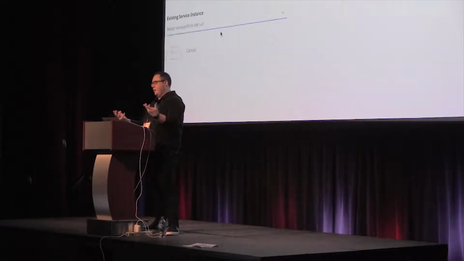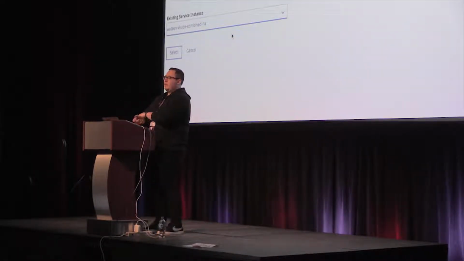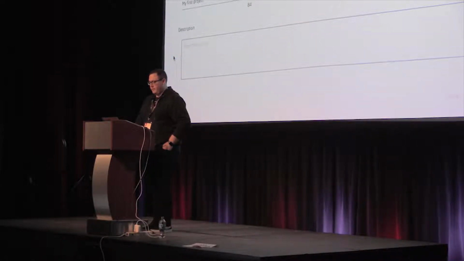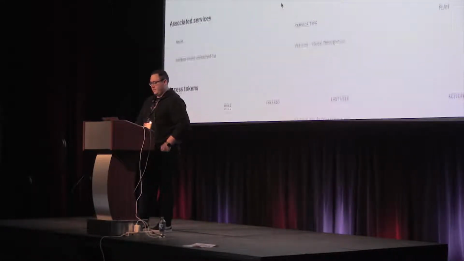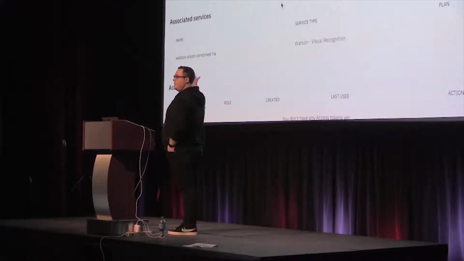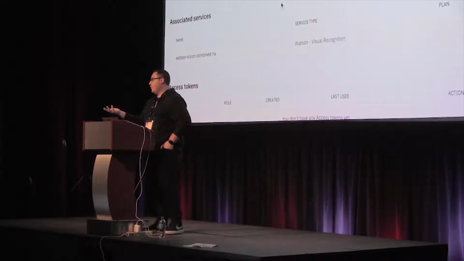Now, I already have an instance running, and I'll just select that. But since you don't, you're going to want to select the Lite option, which is our free tier, and then just click Create. So now in our associated services, you should see your instance of visual recognition for your project.